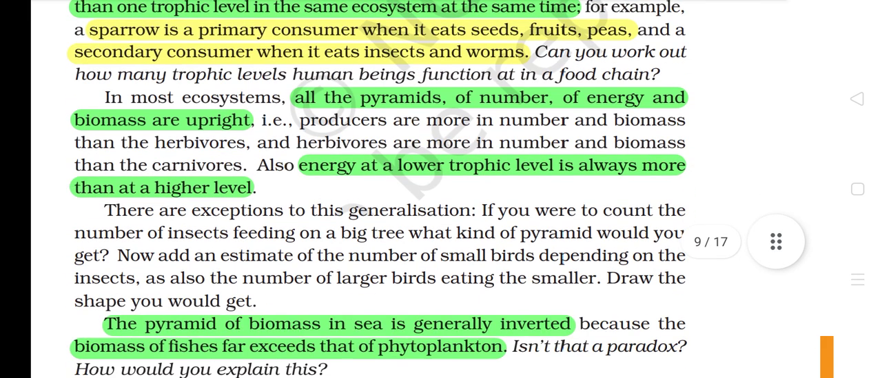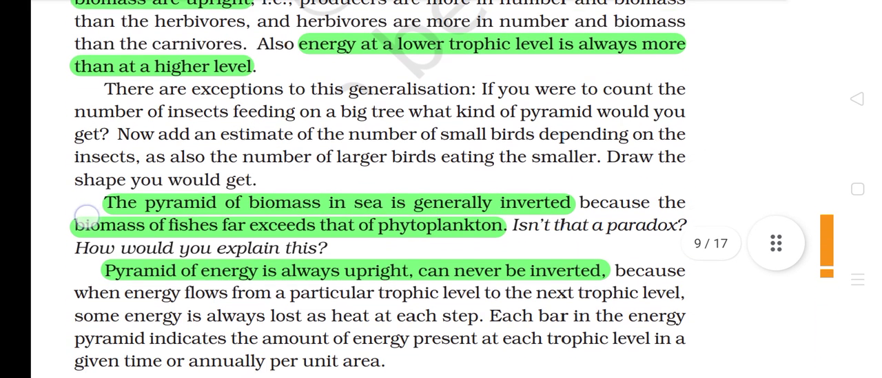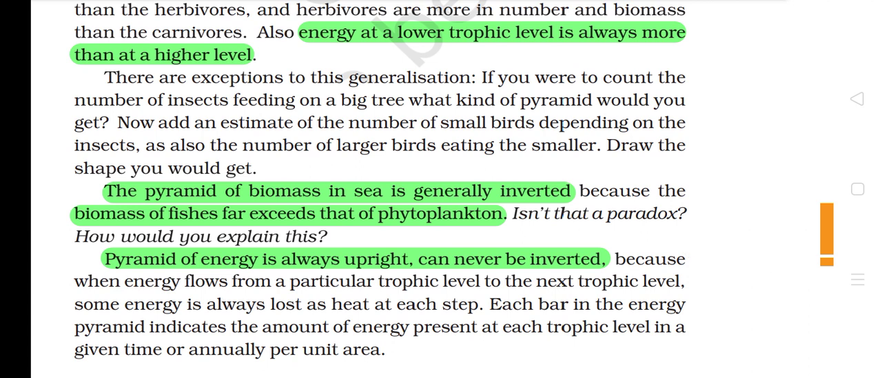In most ecosystems, all the pyramids of number, of energy and biomass are upright. That is, producers are more in number and biomass than the herbivores, and herbivores are more in number and biomass than the carnivores. Also, energy at a lower trophic level is always more than at a higher level. There are exceptions to this generalization.